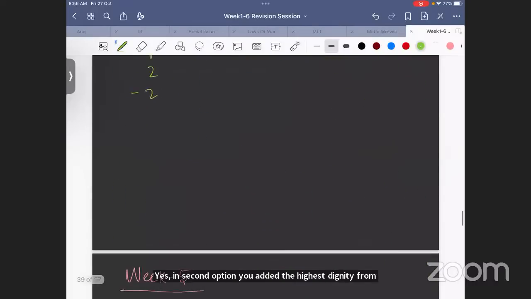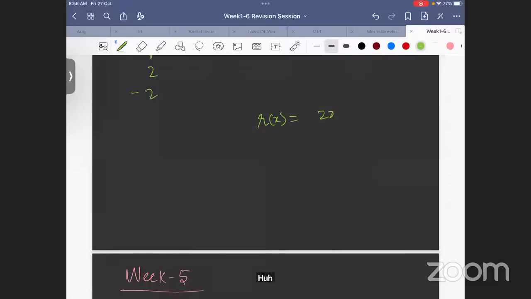Okay, so for example you have an equation Rx, and the equation is 2x square plus 5, and you have Px.